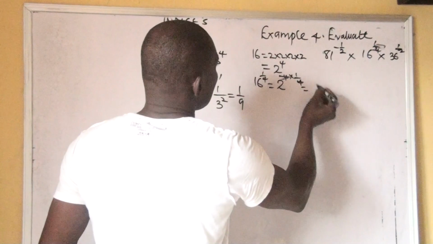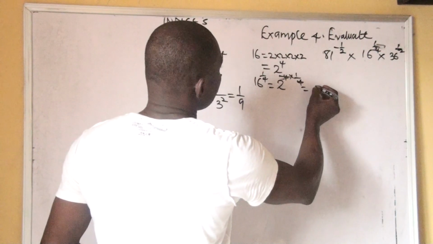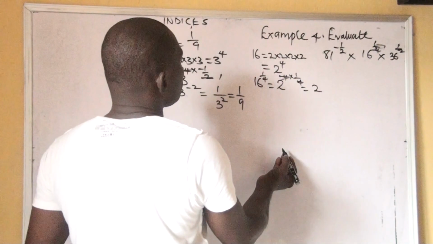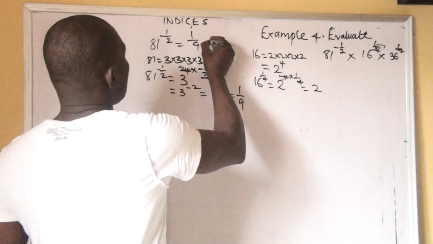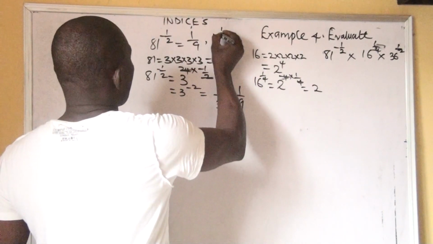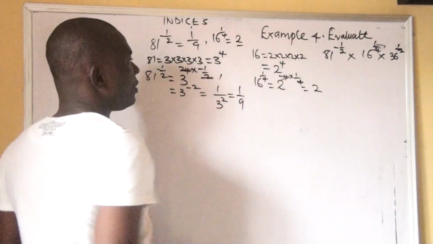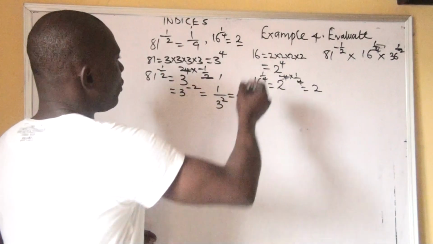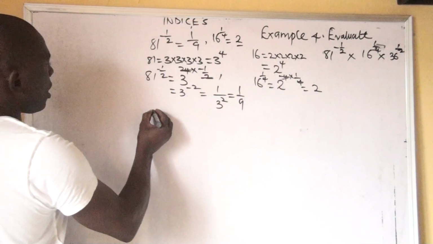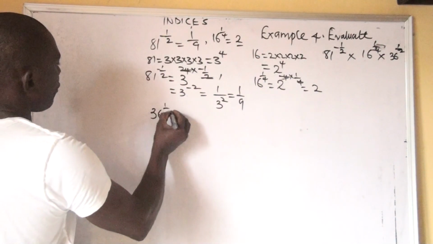And we'll be left with just 2. So we have seen that 16 raised to power 1 over 4 is the same thing as 2. That is the result there. Right, the final one here is 36 raised to power half.